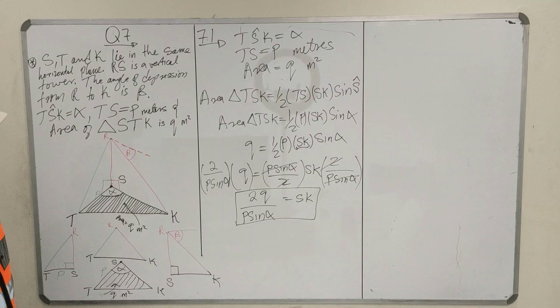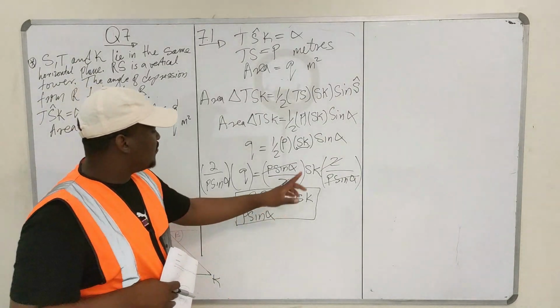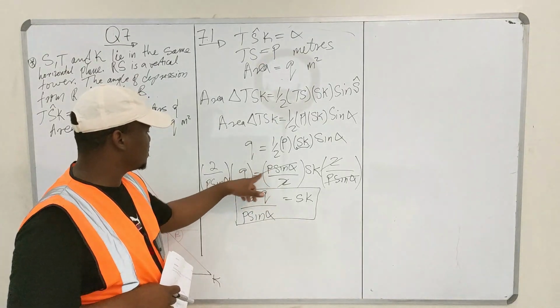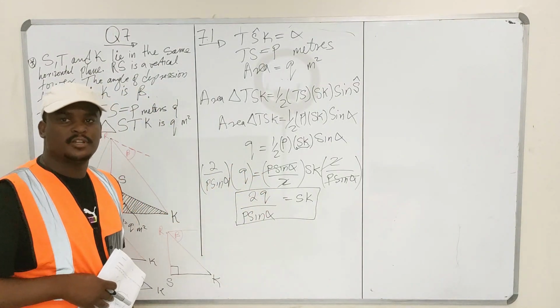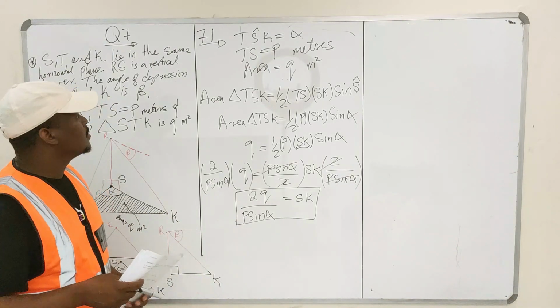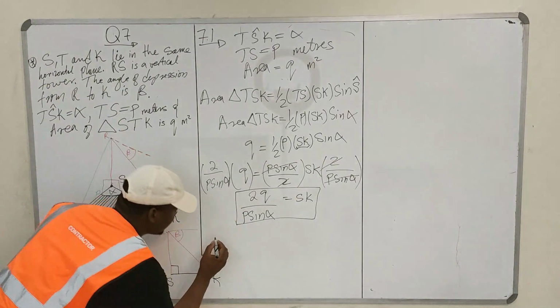If you are uncomfortable with multiplying by this, you could have cross multiplied. This times this times that, you would have come out the same. Cross multiplying would have been easier. Done. Then we move to 7.2.